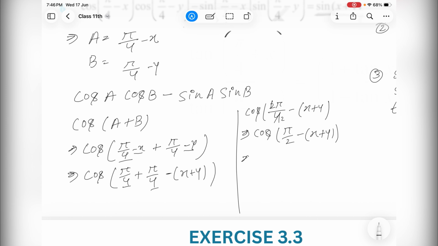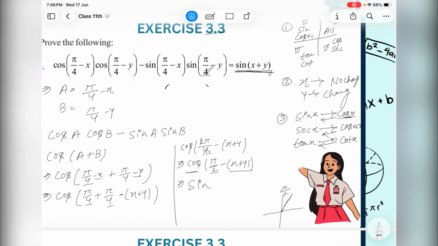So cos of 90 degrees minus theta: you see here, cos will change into sine, because this is 90 degrees minus theta. On the graph, this is pi by 2, and pi by 2 minus something will be in the first quadrant. In the first quadrant all the trigonometric functions are positive, so the sign will also be positive, so it will be sine theta, that is sin(x plus y). Proved.